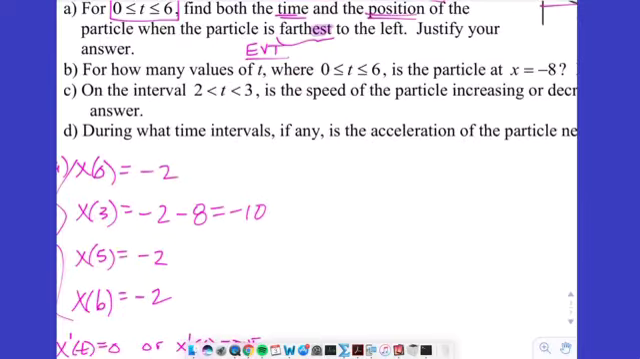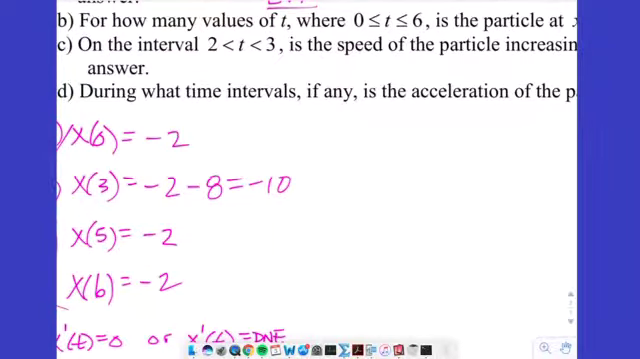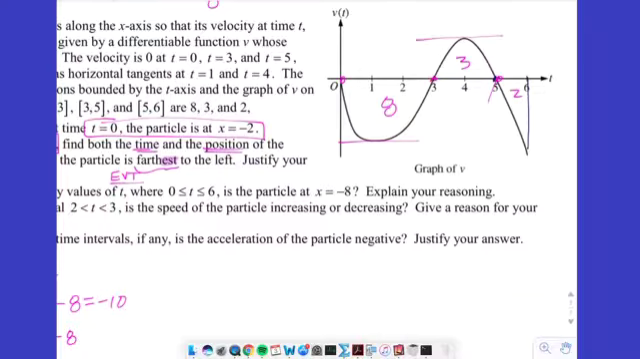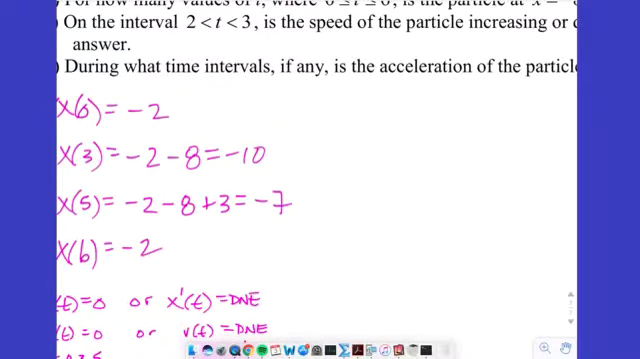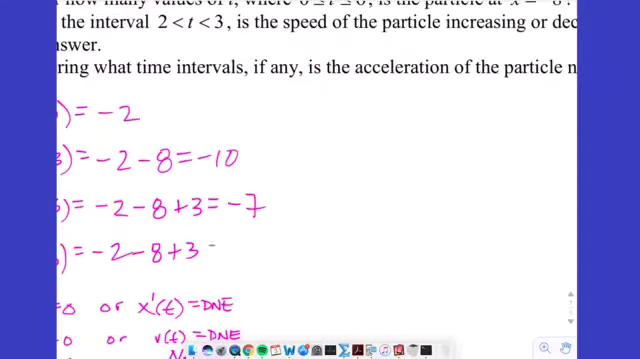All right, so then I know at 5, I want to know where it is at 5. So now I just show it again, -2 minus 8. And then what do I do with the 3? From 3 to 5, I'm moving back to the right, so do I add or subtract the 3? I add it back. So that ends up being -10 plus 3, which is -7. And then for 6, I got to do everything I did before. So -2 minus 8 plus 3. And then that last little piece from 5 to 6, I'm back going to the left 2 units, so I will subtract it. So -7 minus 2 is -9.